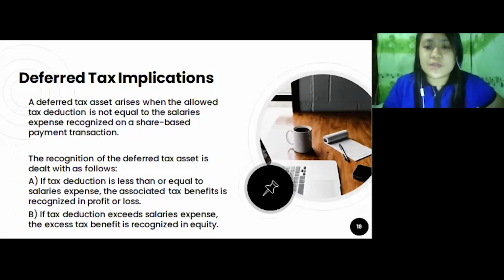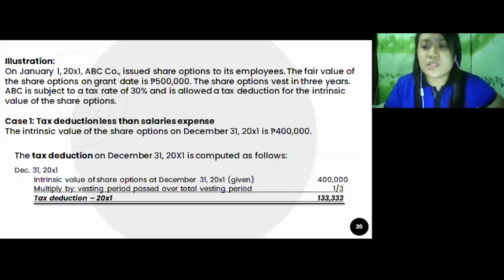So let's have an illustration on deferred tax implications. On January 1, 20x1, ABC issued share options to its employees. The fair value of the share options on grant date is 500,000 pesos. The share options vest in 3 years. ABC is subject to a tax rate of 30% and is allowed a tax deduction for the intrinsic value of the share options. So here in case 1, tax deduction is less than salaries expense.